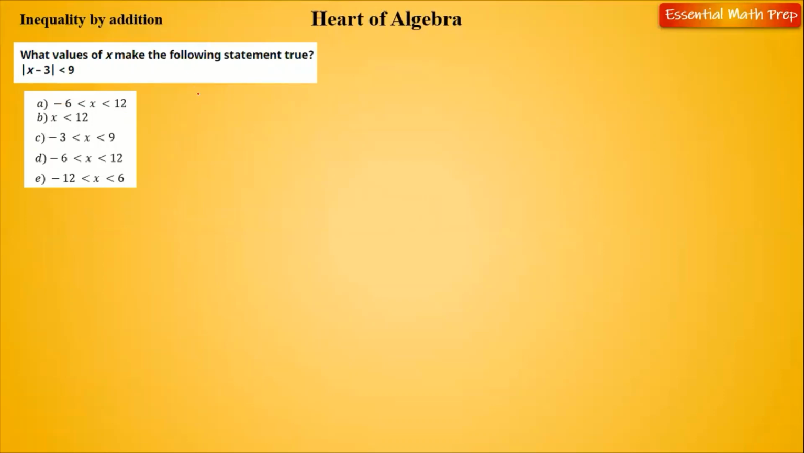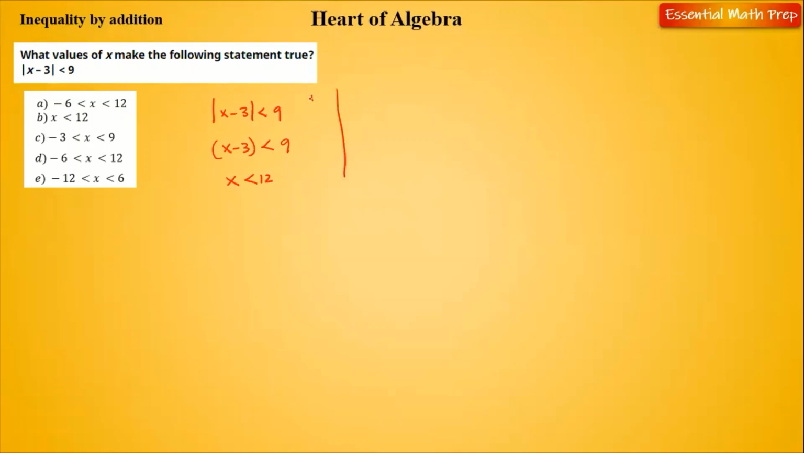Okay, what values of x make the following statement true? So we have an absolute value of x minus 3 is less than 9. So just like you've always done, first take the value x minus 3 as it is, and then is less than 9. So if you add plus 3 on both sides, we know x is less than 12, right?